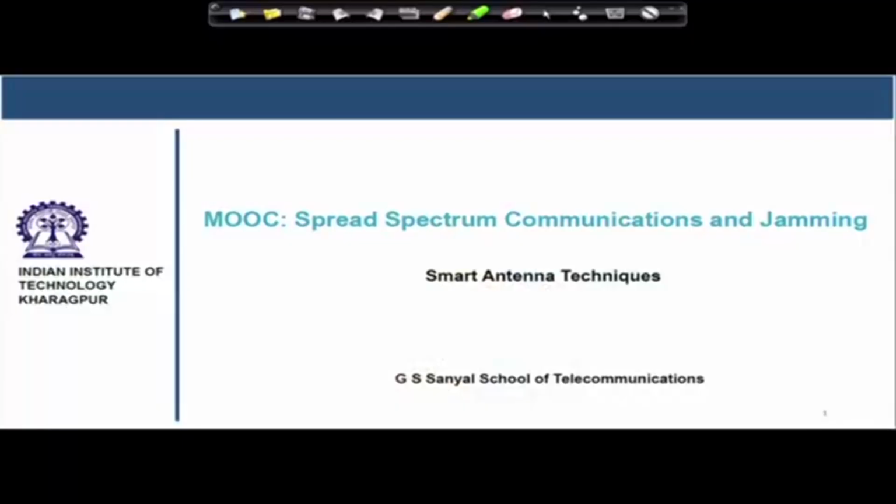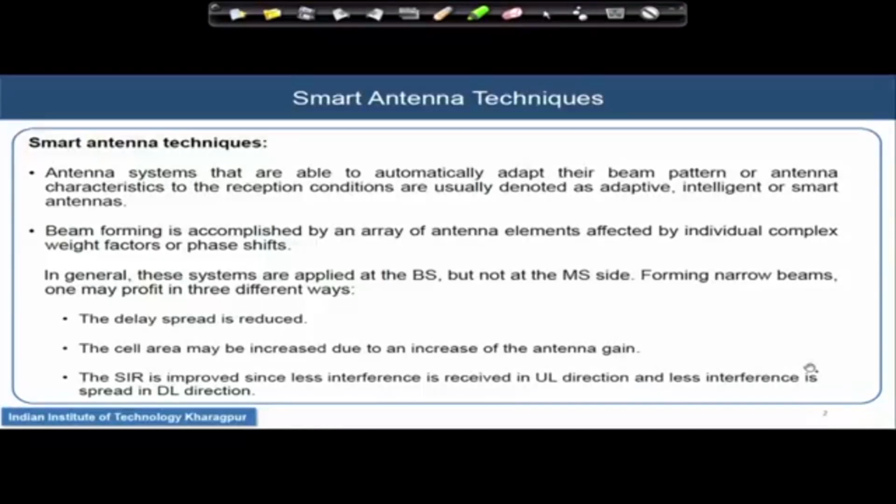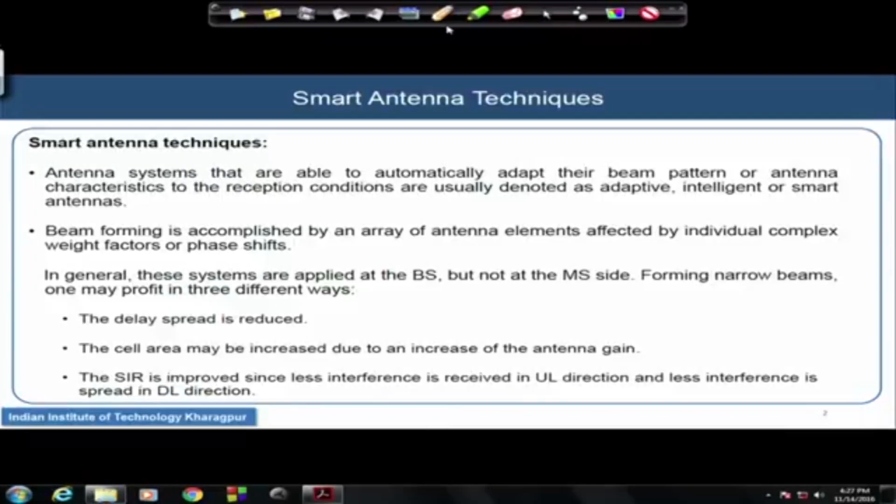Hello students. In continuation of our discussion on controlling or handling interference in a CDMA network, today we will discuss the smart antenna techniques. Smart antenna: the antenna systems which are capable of automatically adapting their beam pattern or antenna characteristics to the reception condition, we will usually denote as an adaptive antenna, intelligent antenna, or a smart antenna.